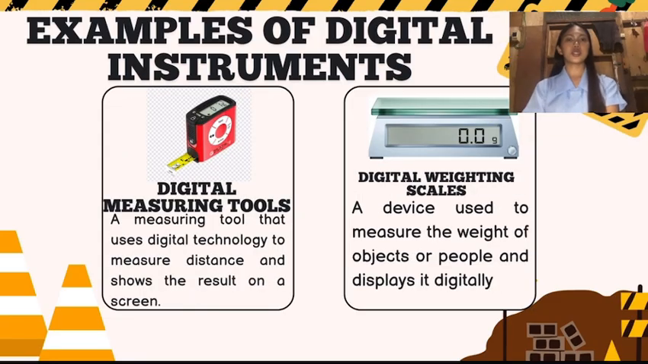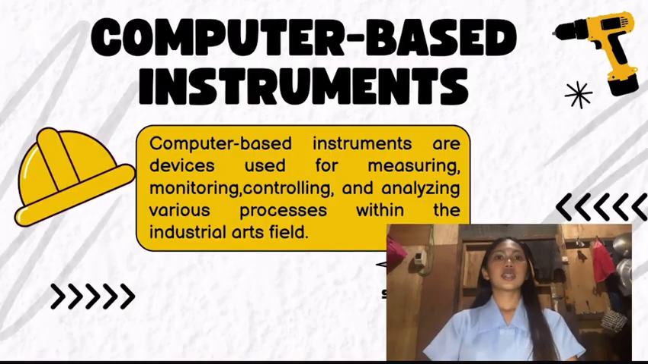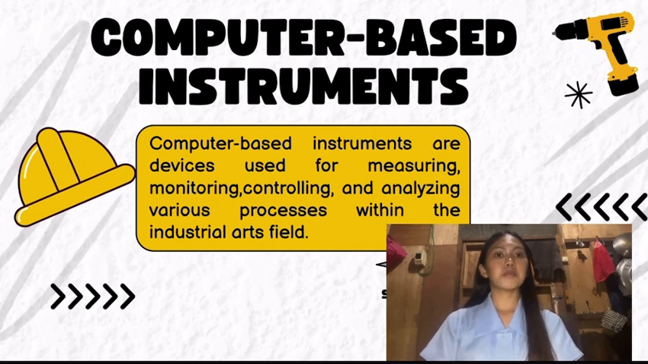Next example is digital measurement tools, measuring tools that use digital technology to measure distance and show the result on a screen. The last example is digital weighing scales, a device used to measure the weight of objects or people and display it digitally. The next is computer-based instrument. Computer-based instruments are devices used for measuring, monitoring, controlling, and analyzing various processes within the industrial arts field.